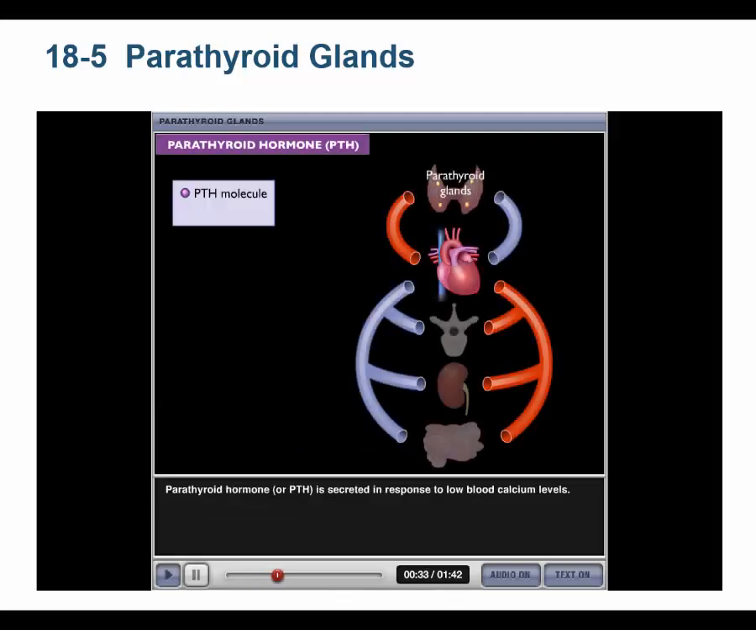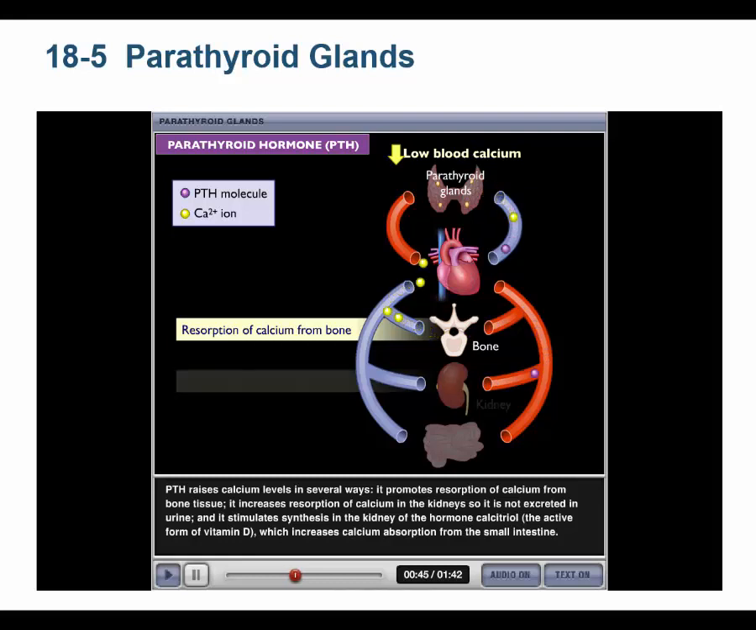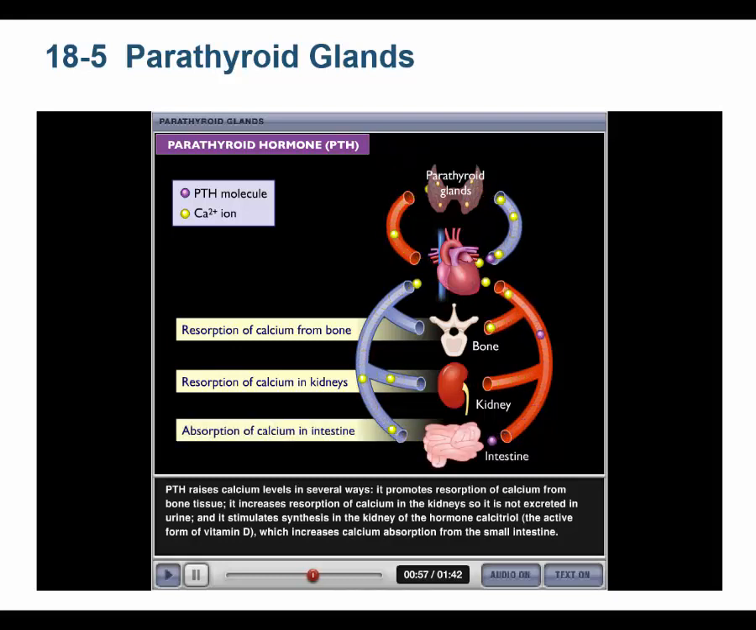Parathyroid hormone, or PTH, is secreted in response to low blood calcium levels. PTH raises calcium levels in several ways. It promotes resorption of calcium from bone tissue. It increases resorption of calcium in the kidneys, so it is not excreted in urine. And it stimulates synthesis in the kidney of the hormone calcitriol, the active form of vitamin D, which increases calcium absorption from the small intestine.